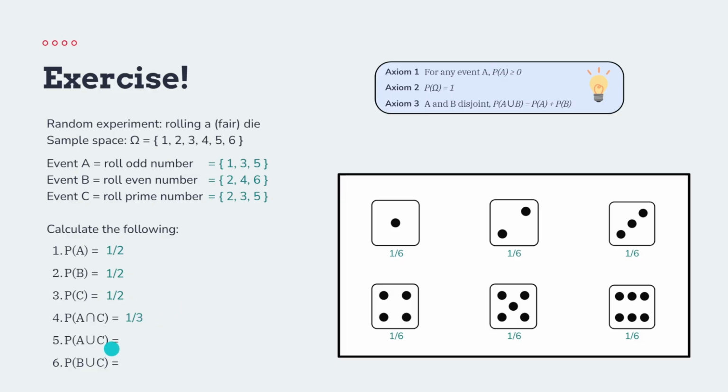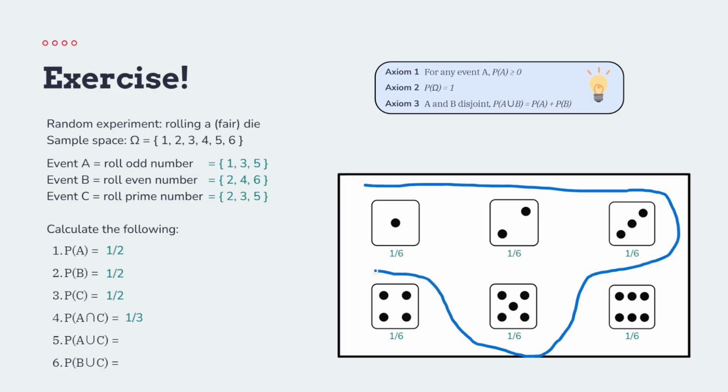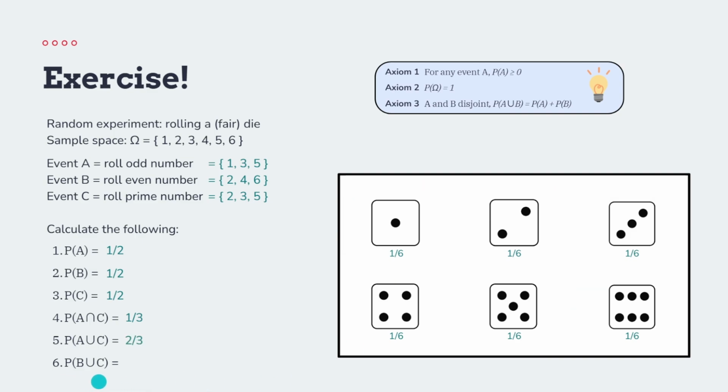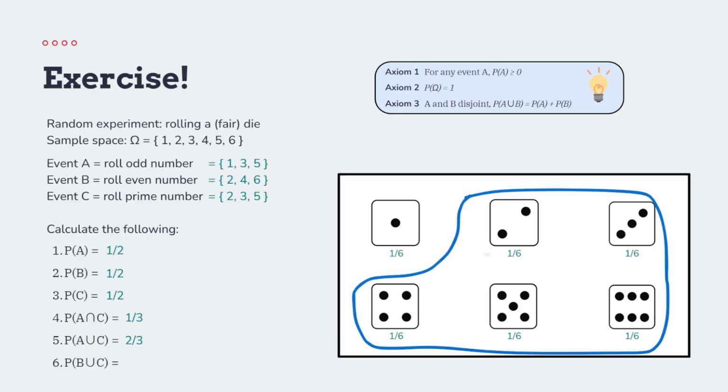Now let's combine them. The probability of A union C. So we combine the events A and C, which we will get these outcomes. So 4 outcomes out of 6 makes it 2/3. And lastly, the probability of B union C. So we are combining event B, rolling an even number, and event C, rolling a prime number, where the union consists of 2, 3, 4, 5, and 6. So we have 5 outcomes out of 6, which makes it 5 over 6.